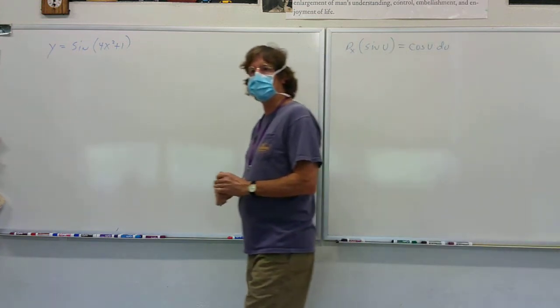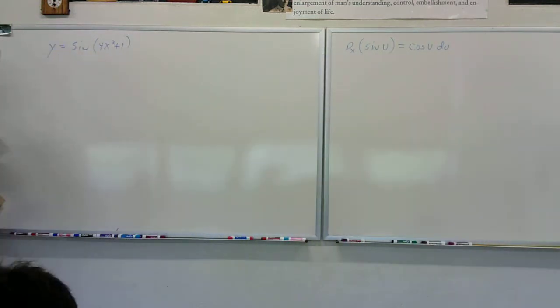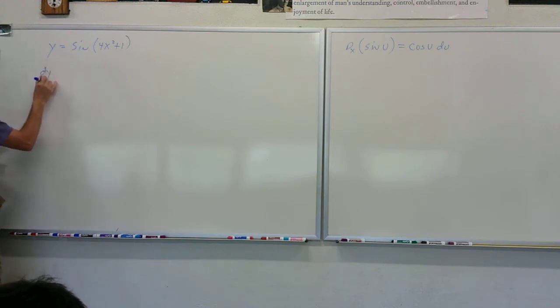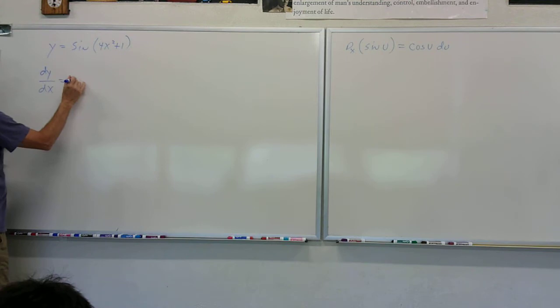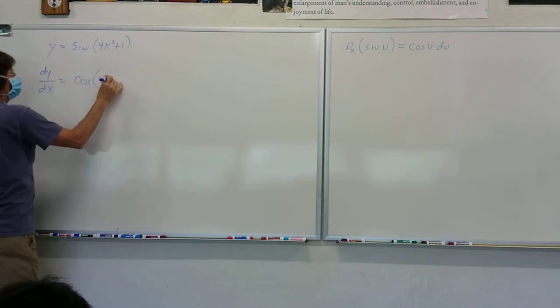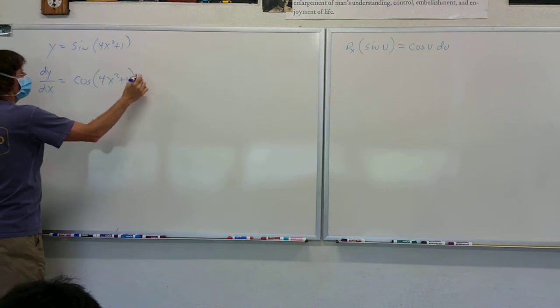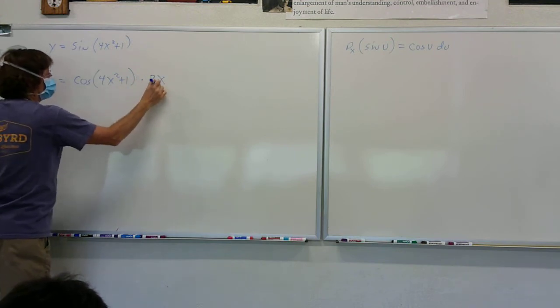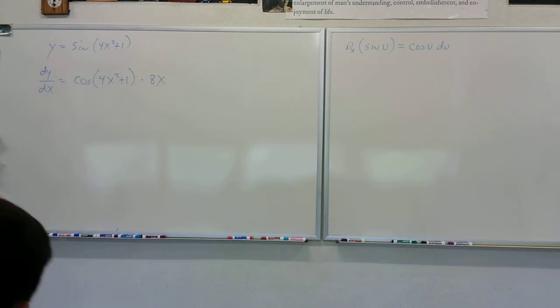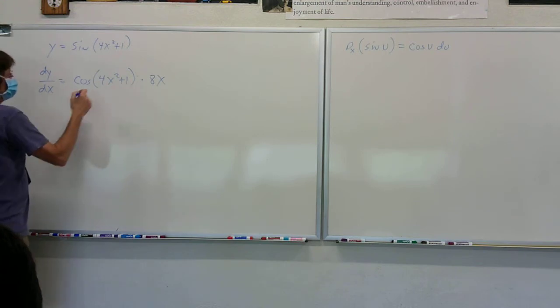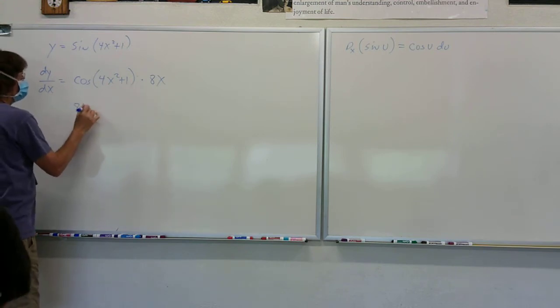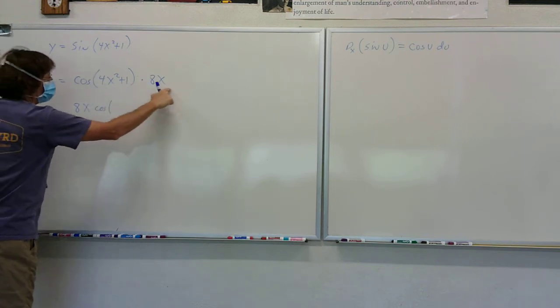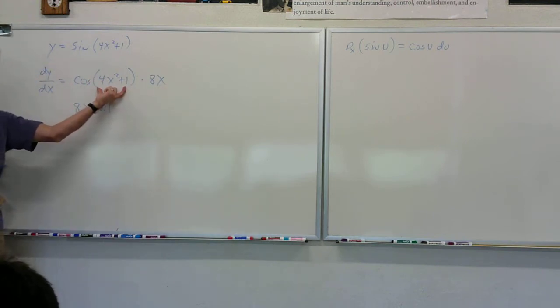Well, it makes this problem really easy to work. If you wanted to know the slopes of the tangent lines or the instantaneous rate of change, which is what derivative means, it would be dy over dx equals cosine 4x squared plus 1, and then on the end would be 8x. Because what is the derivative of 4x squared plus 1? 8x. Then probably, so just you'll know, the 8x could be written in front. It's not the cosine of all of that, it's just the cosine of this part.